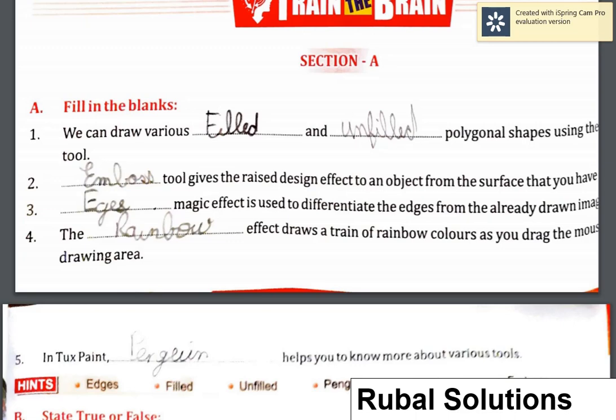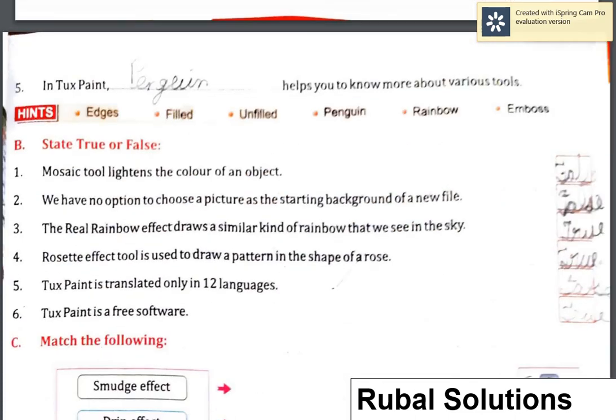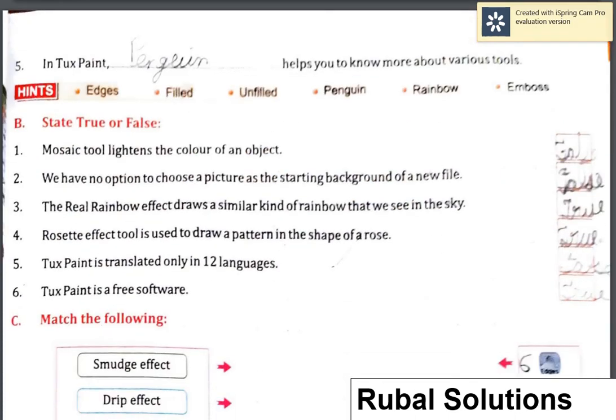Third, the dash magic effect is used to differentiate the edges from the already drawn images. The answer is edge. Fourth, the dash effect draws a train of rainbow colors as you move the mouse in the drawing area. The answer is rainbow. Fifth, in Tux Paint, dash helps you to know more about various tools.